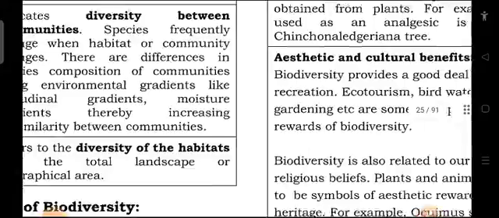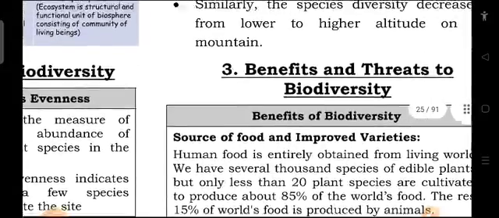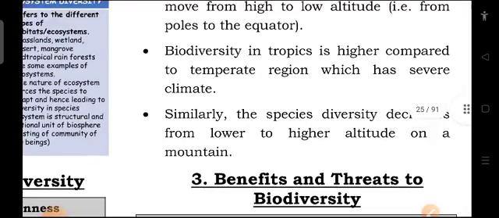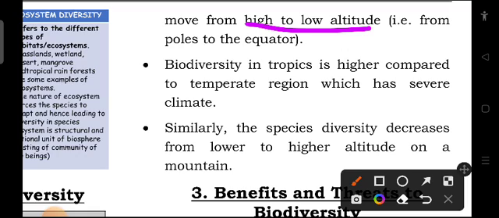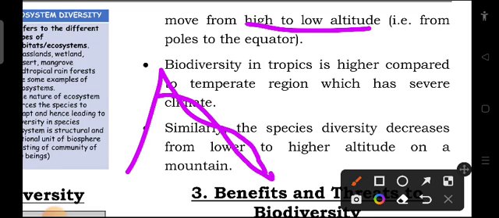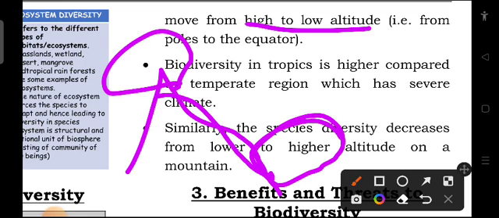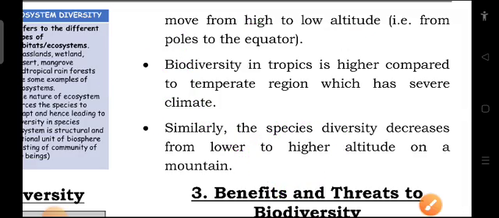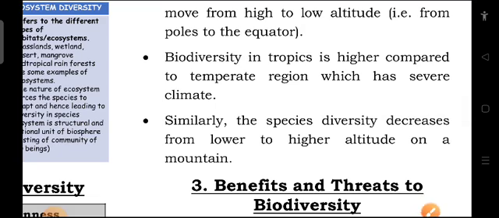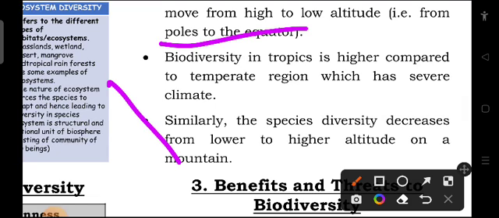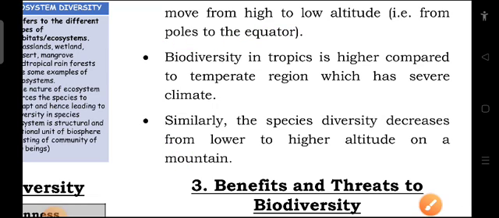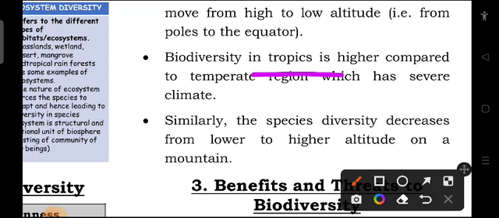Biodiversity basically increases when we move from high altitude to low altitude. Just now we saw this: in the hilly region, we'll have fewer people, and if we come to the land area, we'll have more people. So biodiversity increases not just in hills but also from pole to equator. As we come down from the poles, biodiversity increases in the tropical and equator zones. Biodiversity in the tropics is higher. So in the tropical area, we have richer biodiversity compared to the temperate area, because of the severe climate change.